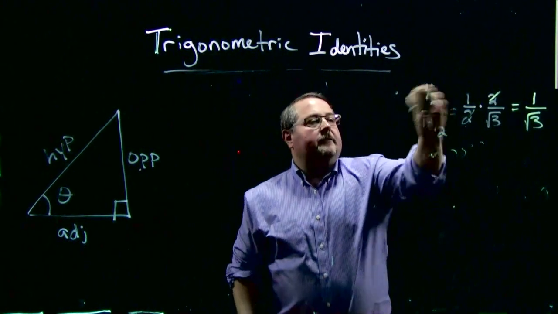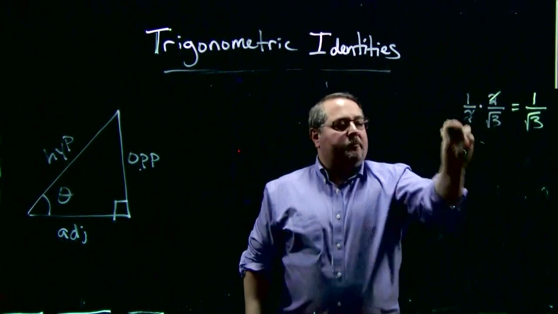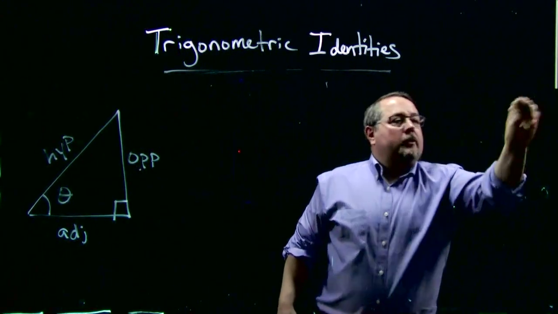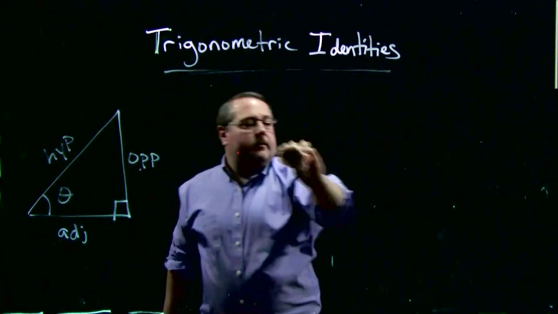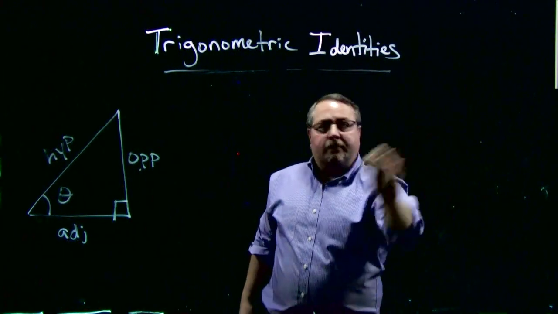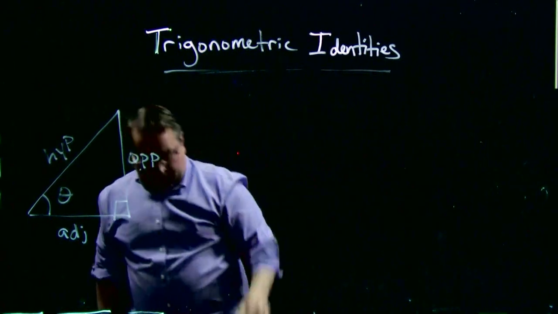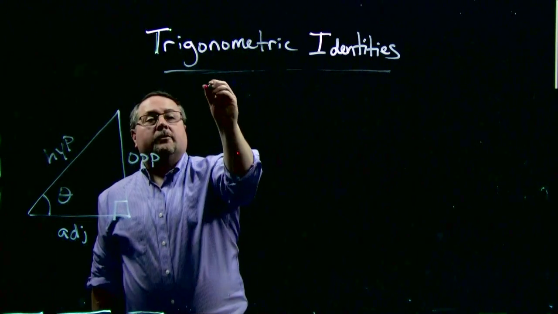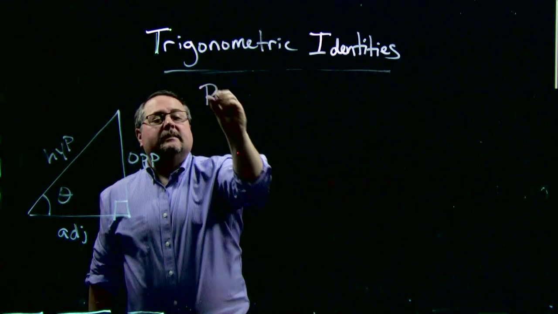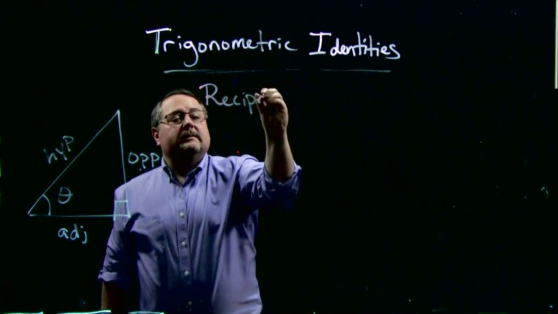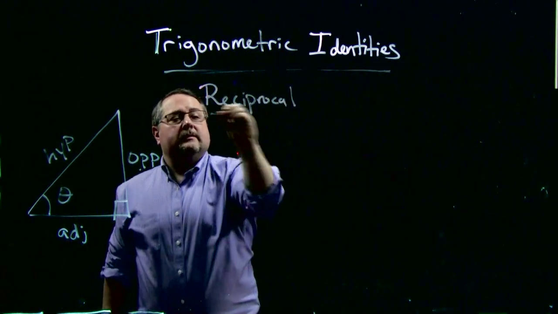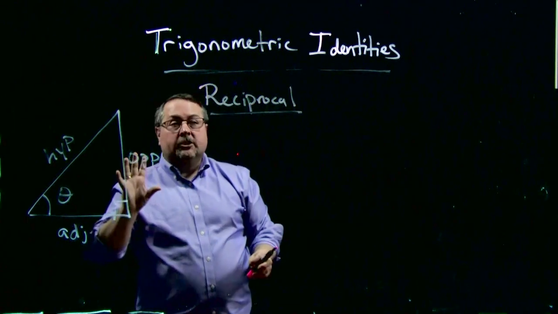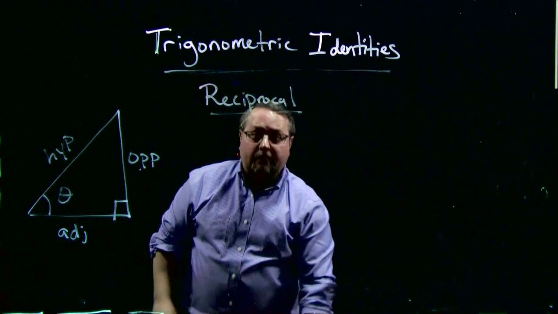Okay, now the next set of identities I'm not going to prove because they come pretty naturally from the 6 definitions of the trig functions. So you can refer back to that video if you do have questions about it. These are the so-called reciprocal identities.